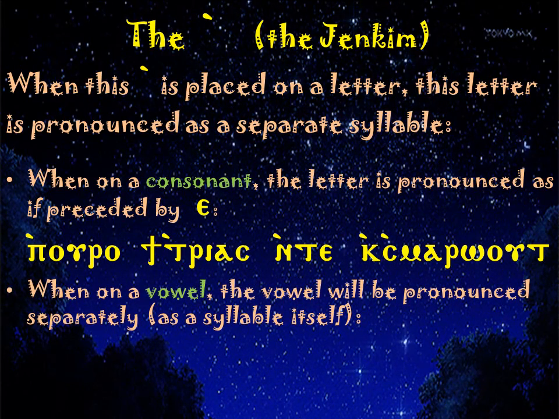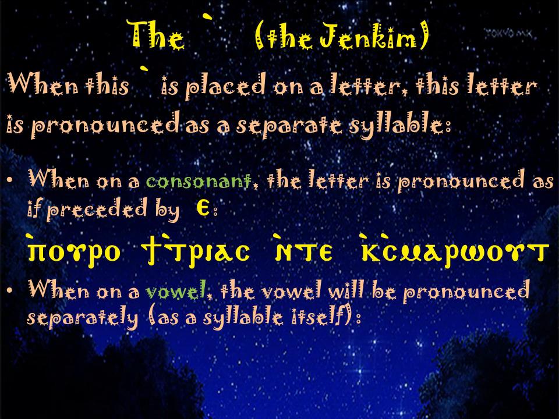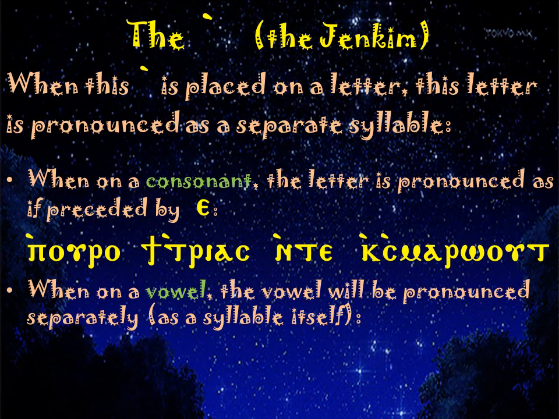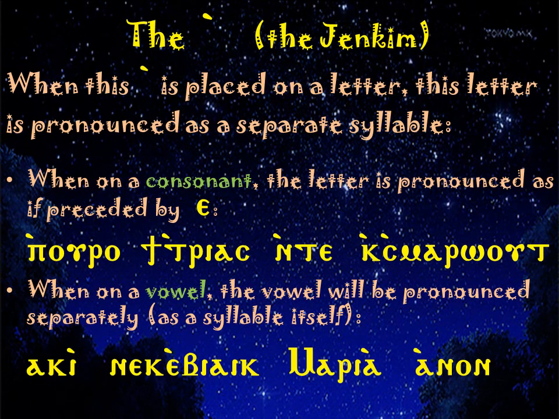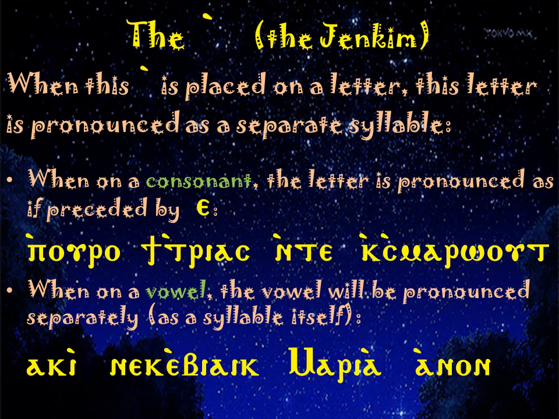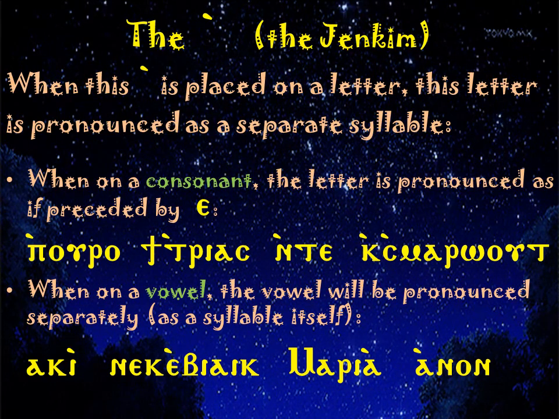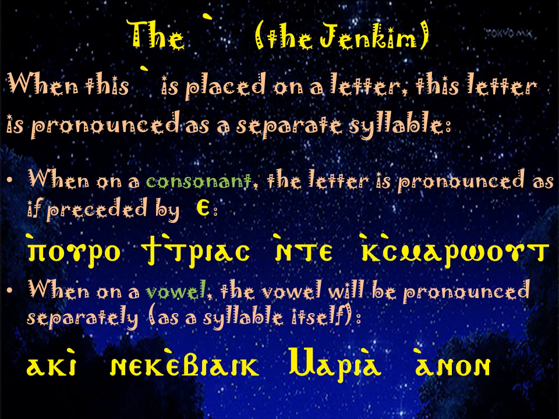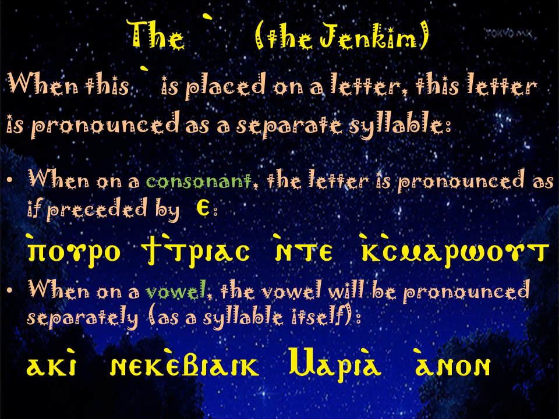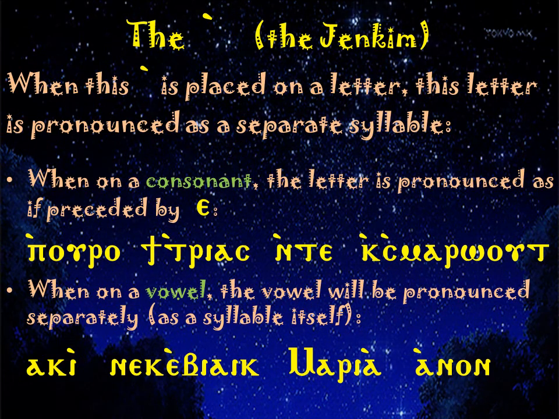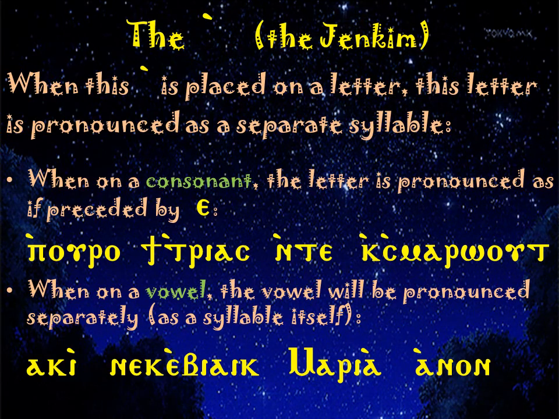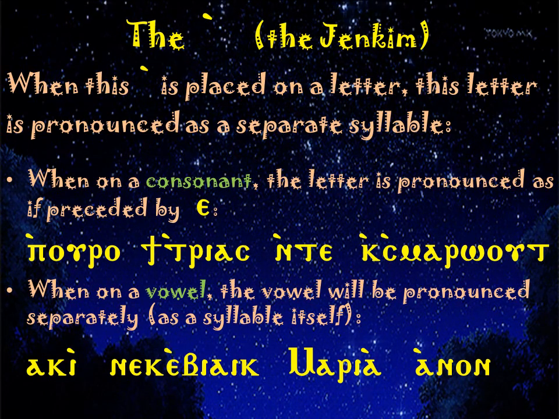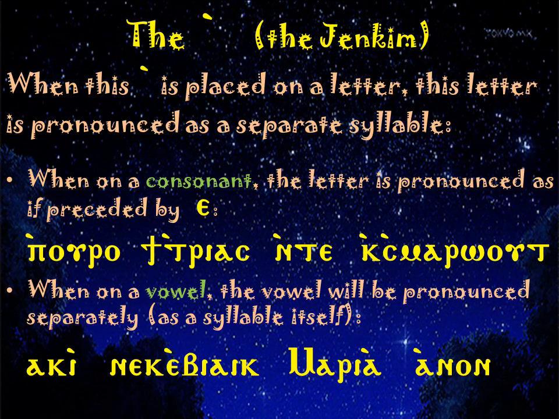Next, when it is on a vowel, the vowel will be pronounced separately as a syllable itself. And a vowel can be pronounced separately, like a, o, e, long o, u. So what's this letter? A as in car, and this is e. So ak, e. If there wasn't this, it would have been aki. But when there is the Jenkem here, it is ak, e. That's a syllable on its own. Ak, e means you came.